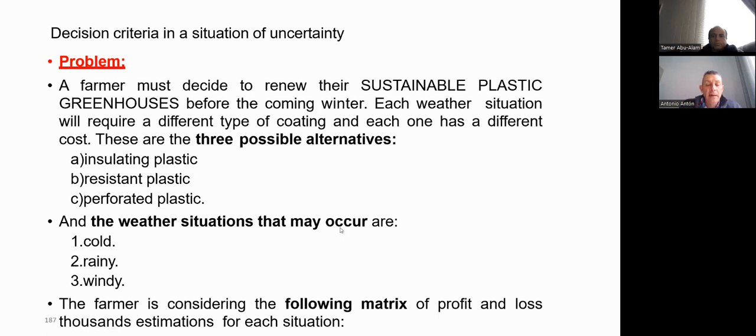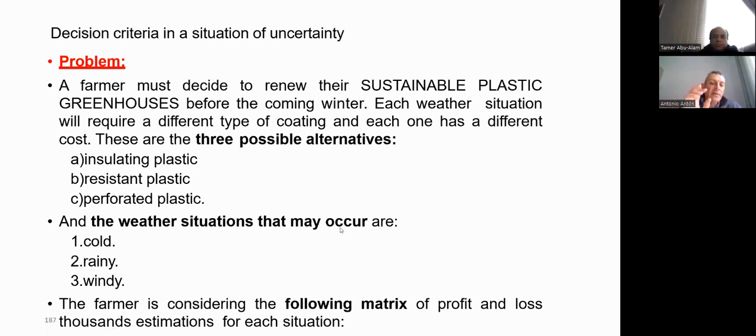So well, there are three scenarios. Three scenarios depend on what? Well, on the weather, but the weather is uncontrollable. You can't control the weather. So there are three scenarios in terms of uncertainty. They are called states of nature: cold, rainy, and windy as well. And depending on the plastic, you get profits or not. This is the same as when you start to explain grid analysis. Depending on the scenario, you have different options, profit or loss.